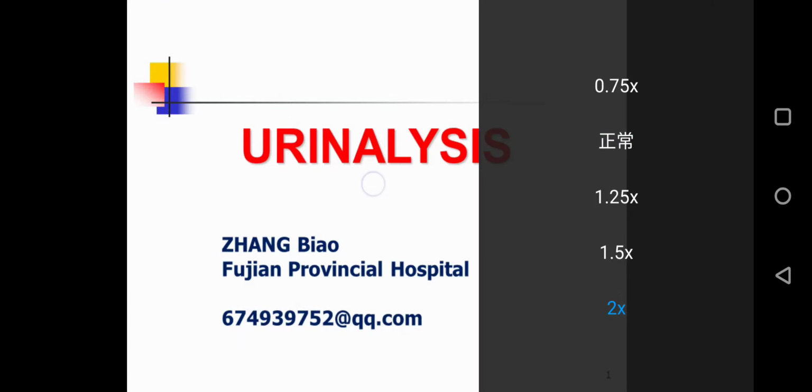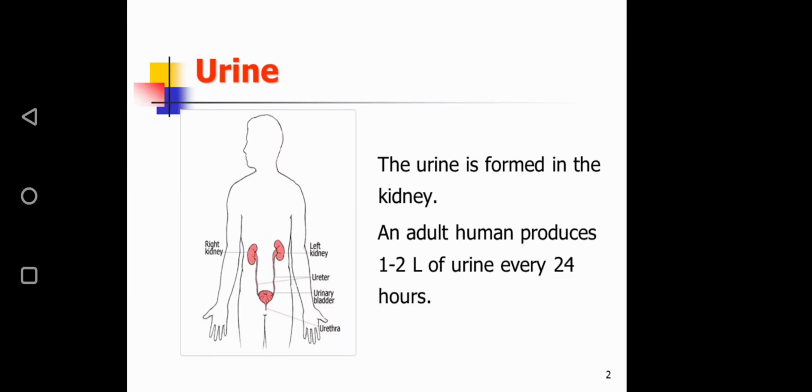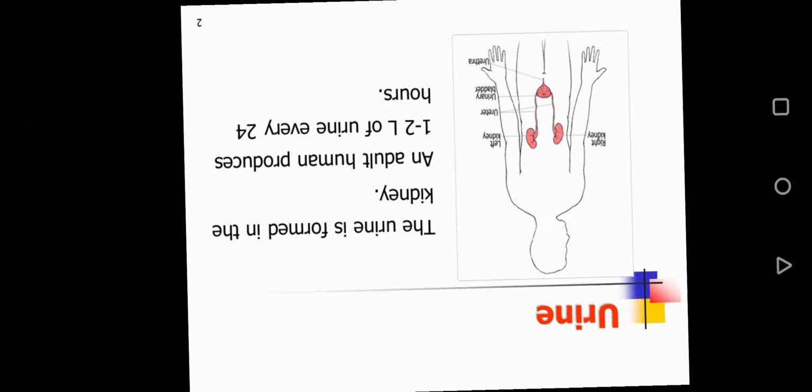The second topic is urinalysis. The urinary system consists of the kidneys, ureters, bladder, and urethra. Urine is formed in the kidneys. An adult human produces 1 to 2 liters of urine every 24 hours.